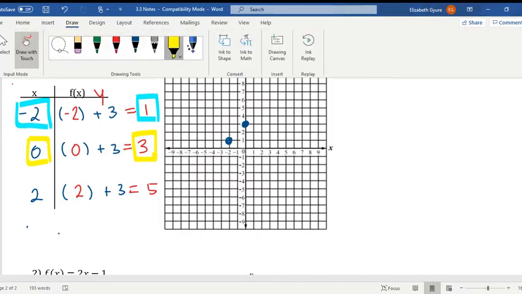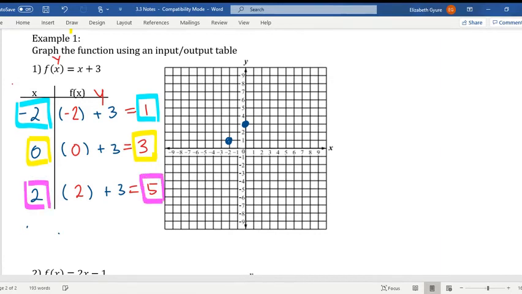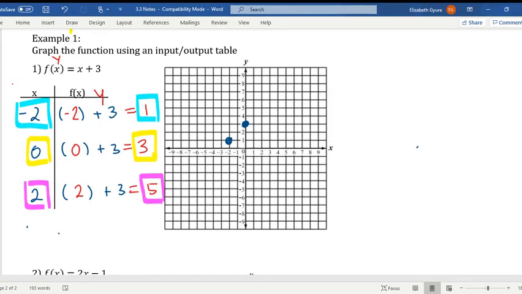Then the next point that we have is 2 and 5. So that would be 2, comma 5. So x is 2, y is 5. So from 0, 0 again, x is 2, so go right 2. Y is 5, so go up 1, 2, 3, 4, 5. And then put a dot there.